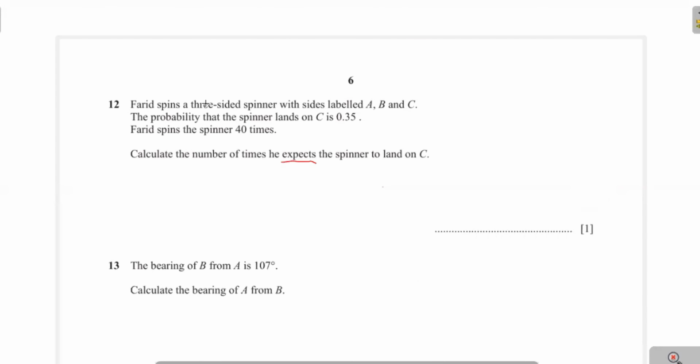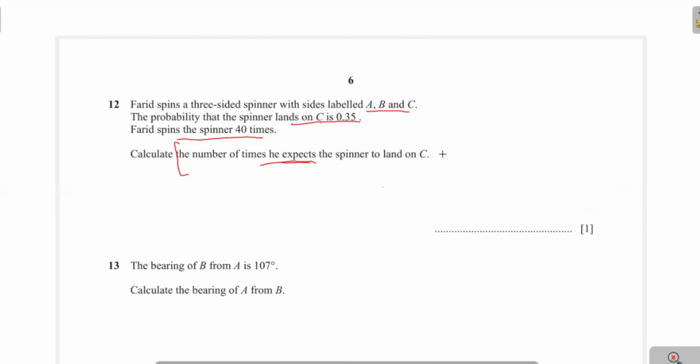Question 12, Farid spins a three-sided spinner with sides labeled A, B, C. The probability the spinner lands on C is 0.35. Farid spins the spinner 40 times. Calculate the number of times he expects the spinner to land on C.